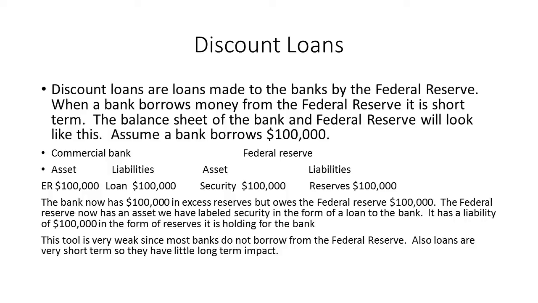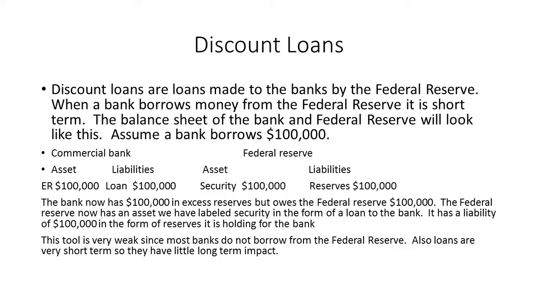What about discount loans? Well, discount loans are loans made to the banks by the Federal Reserve. When a bank borrows money from the Federal Reserve, it is short term. And what we mean by short term is a few days, less than a week normally. The balance sheet of the bank and the Federal Reserve will look like this.